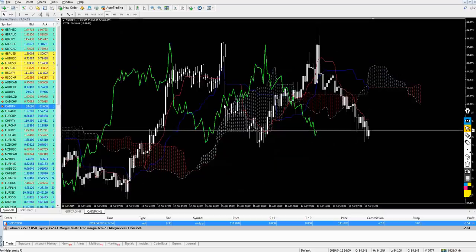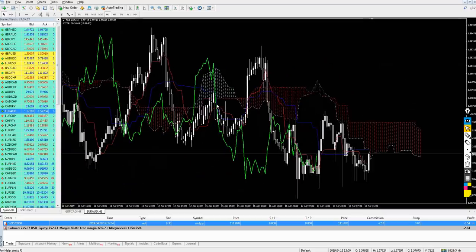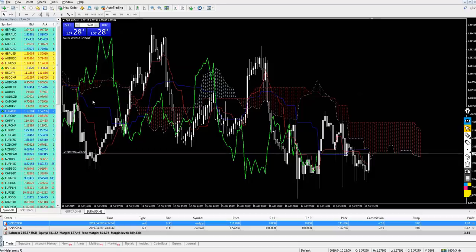Nothing here. It's not that easy actually to find setups. However, we just found one here, and quickly I'm going to place sell. Okay, good. Now, allow me to explain the reason.